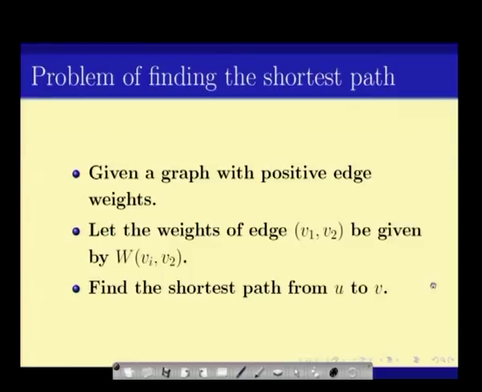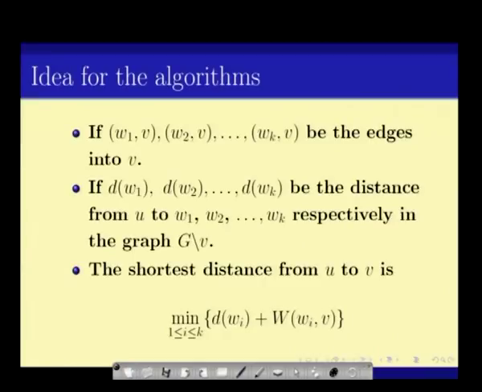So, the problem of finding the shortest path: we have been given a graph with positive edge weights. Let the weight of the edge V1 V2 be given by W(V1, V2), and we have to find the shortest path from U to V. The problem is simple and clearly well motivated, and we have to understand it. So, what is the idea of the algorithm?